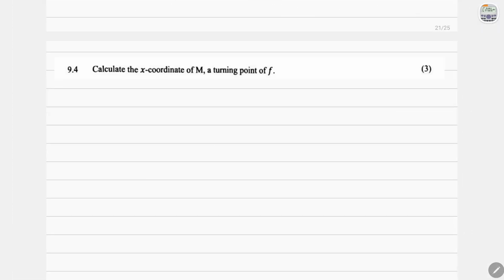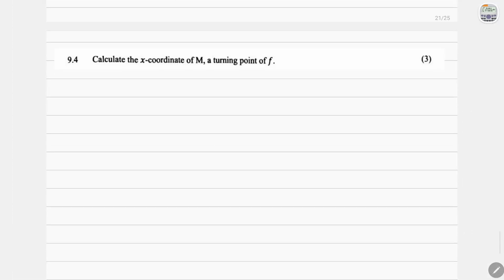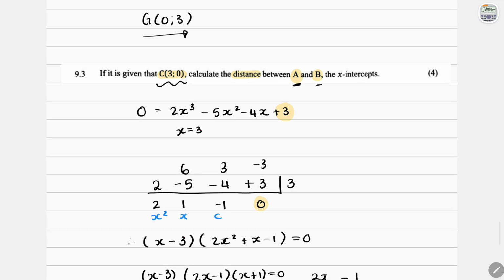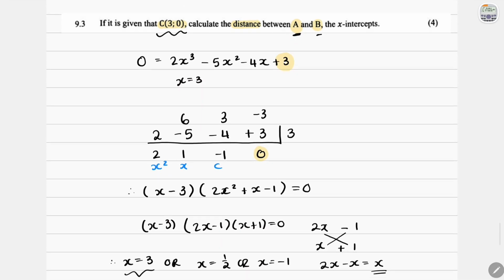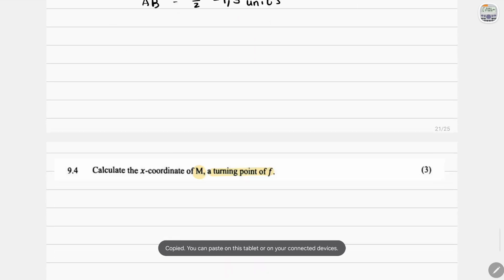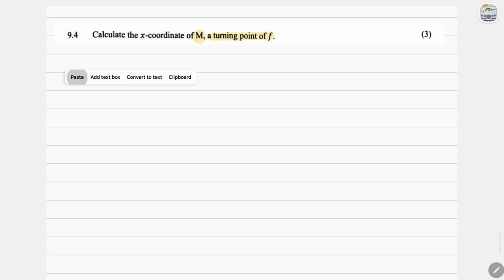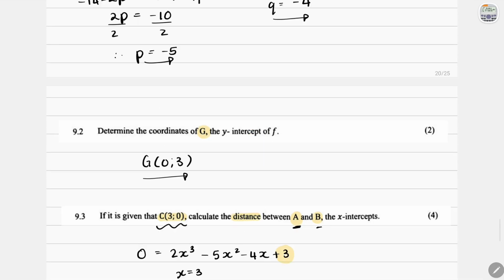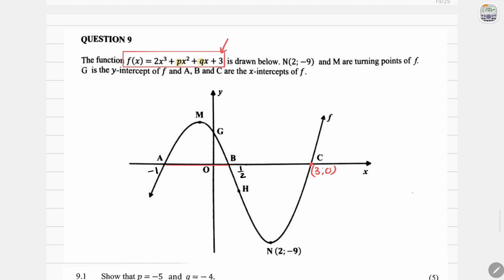The next question, 9.4, says, calculate the x-coordinate of M, a turning point of f. So one of the turning points. To find the turning point, you can take the equation of the function, and we are going to find out where the gradient is equal to 0. Just remember with your graph, at the turning point, your gradient is equal to 0. So that's what we're going to do.